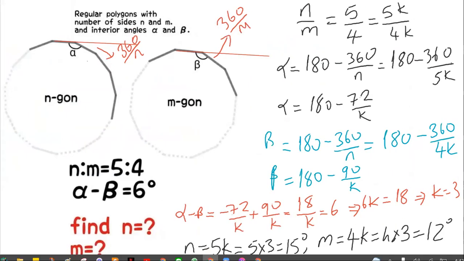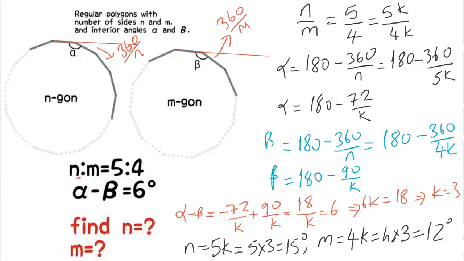And the final question, again from geometry, is related to angles of regular polygons. What is given is n-gon and m-gon. The ratio between the number of sides is 5 to 4, and also the relation between these two angles is given as alpha minus beta is 6.